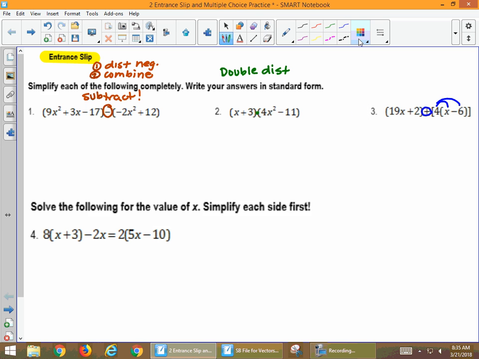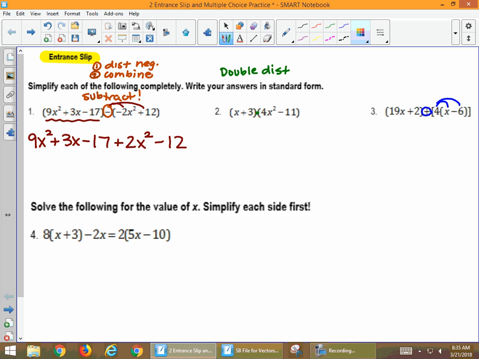So if we're going to subtract, you can subtract the like terms, but I think it's easier to distribute the negative and then just combine. So all of this stuff in this first set of parentheses just comes down. And in the second set of parentheses, we switch the signs. So negative times negative is positive 2x squared. Negative times positive is negative 12.